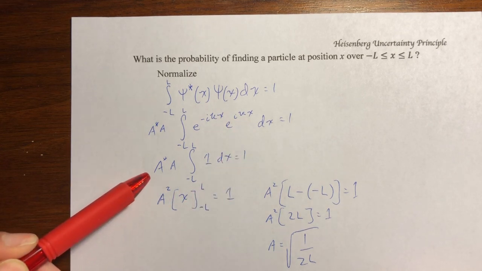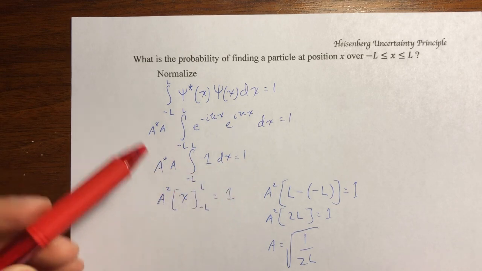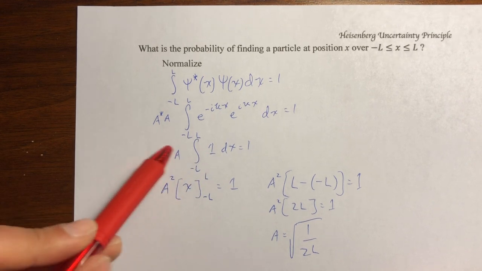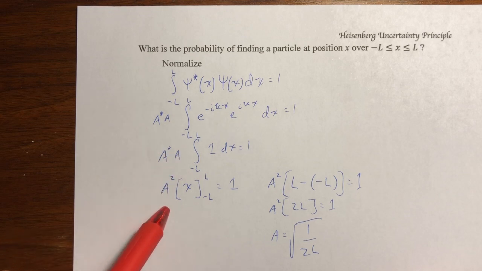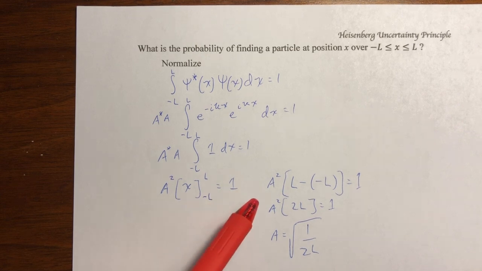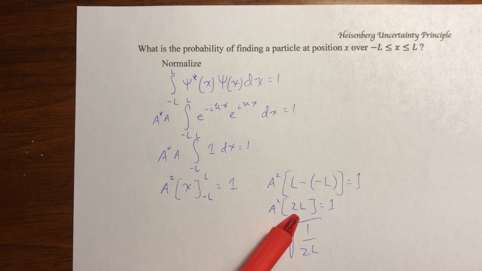So we're left with a star times a times the integral from negative L to positive L of 1 dx equal to 1. When we take that integral, we get x, and we can simplify our constants out front to just a squared. What we're left with is a squared times x evaluated from negative L to L must be equal to 1. That simplifies to a squared times the expression L minus negative L equal to 1, which is a squared times 2L equal to 1, which allows us to solve for a being equal to the square root of 1 over 2L.